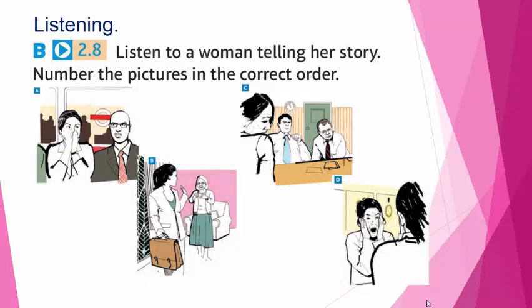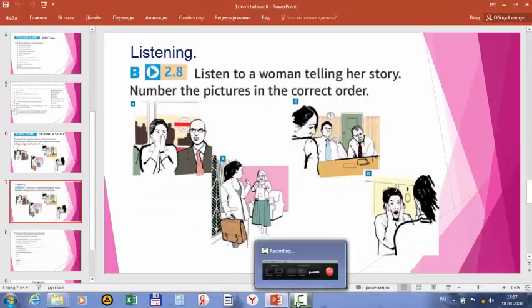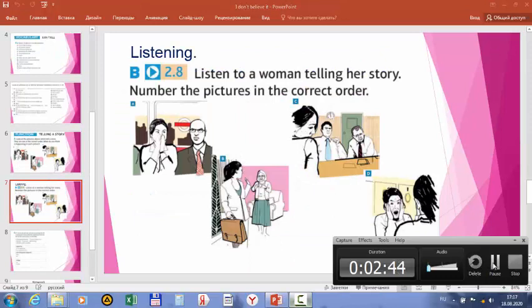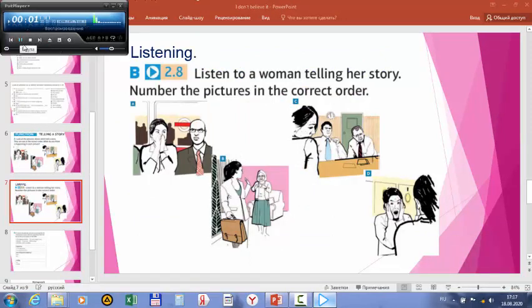Right now we shall have listening activity. Listen to a woman telling her story. Number the pictures in the correct order. Then you will check yourself. Recording 8.